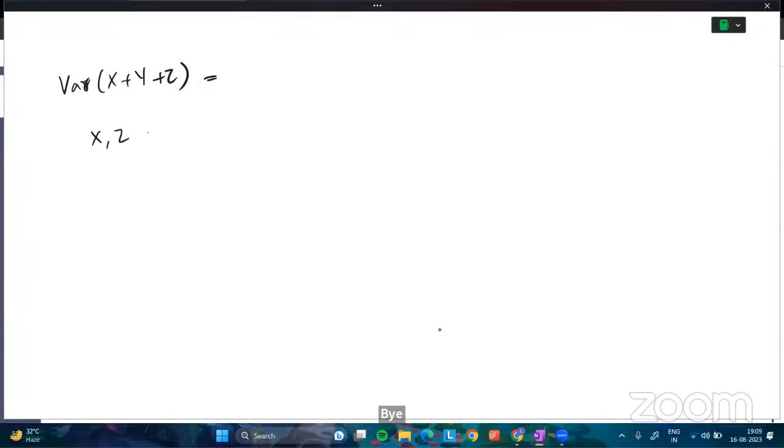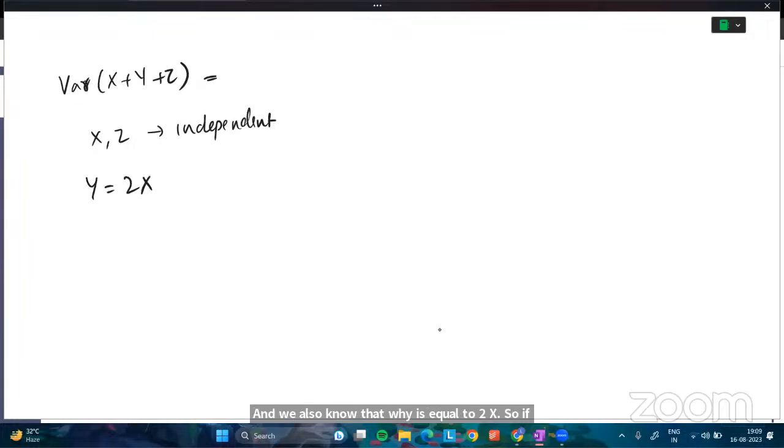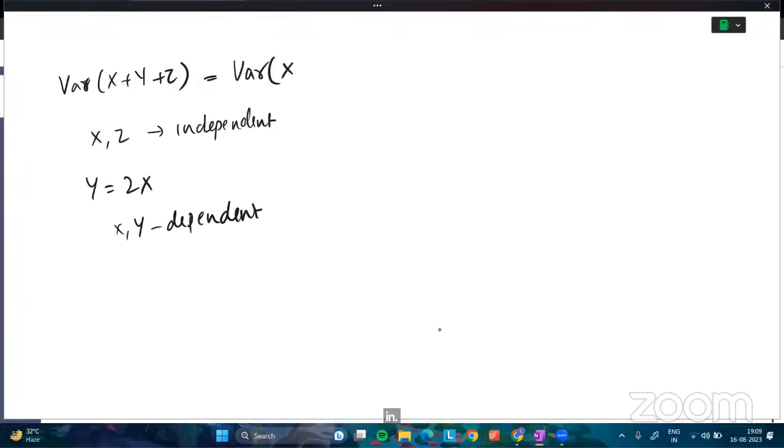Yeah, it says x and z are independent. And we also know that y is equal to 2x. So x and y are not independent, x and y are dependent. So we can't use the formula here. But instead, what we can do is we can just take y as 2x here itself. So we can write it as 3x plus z.